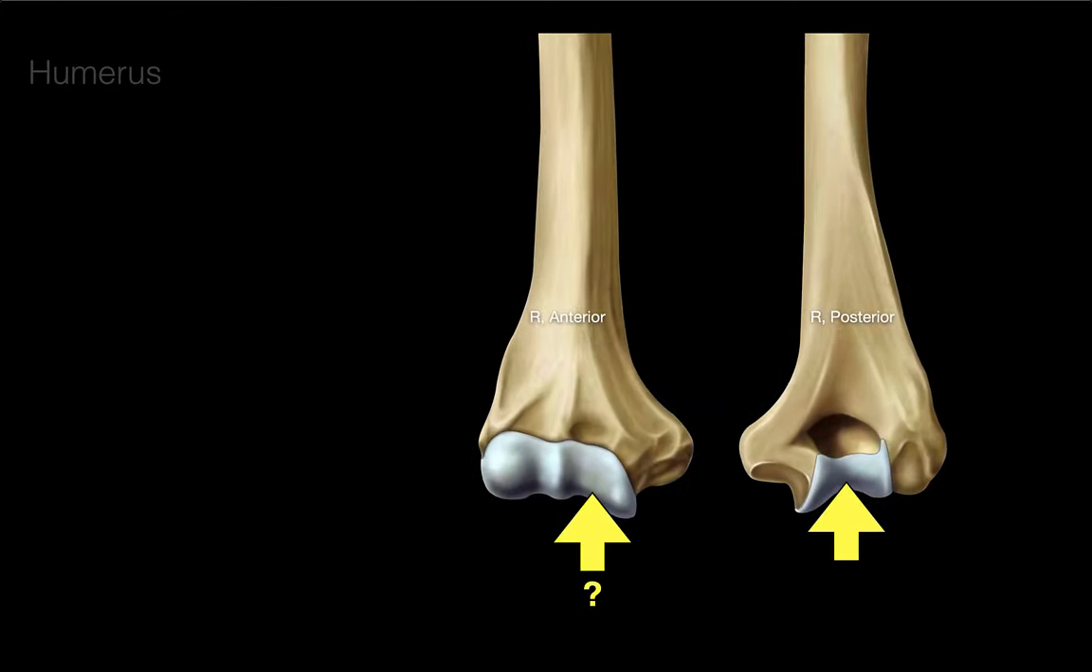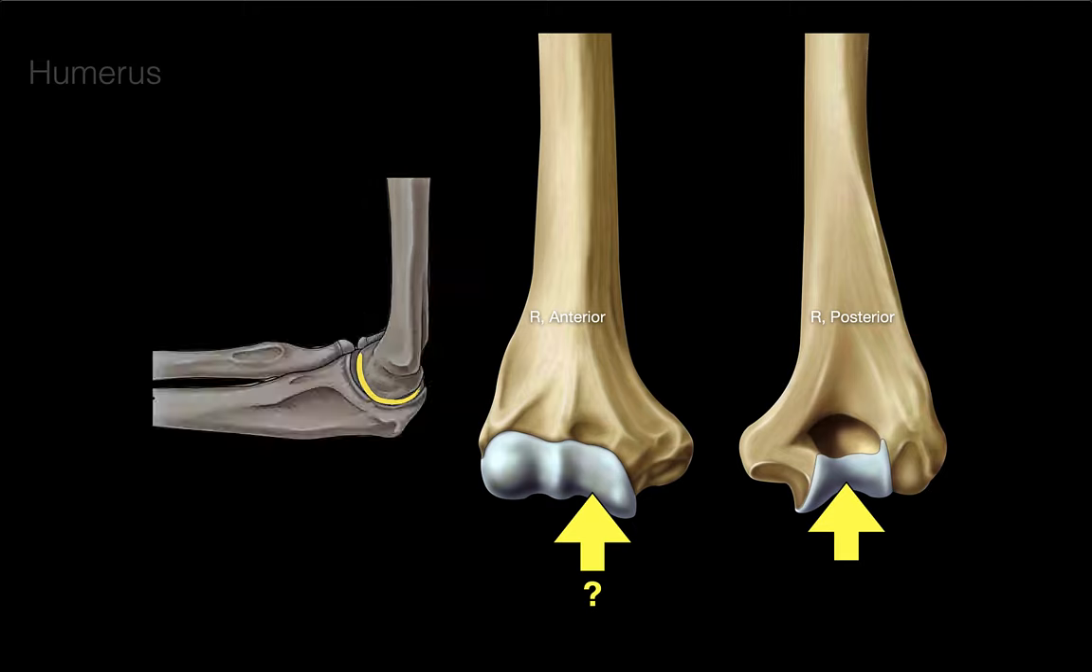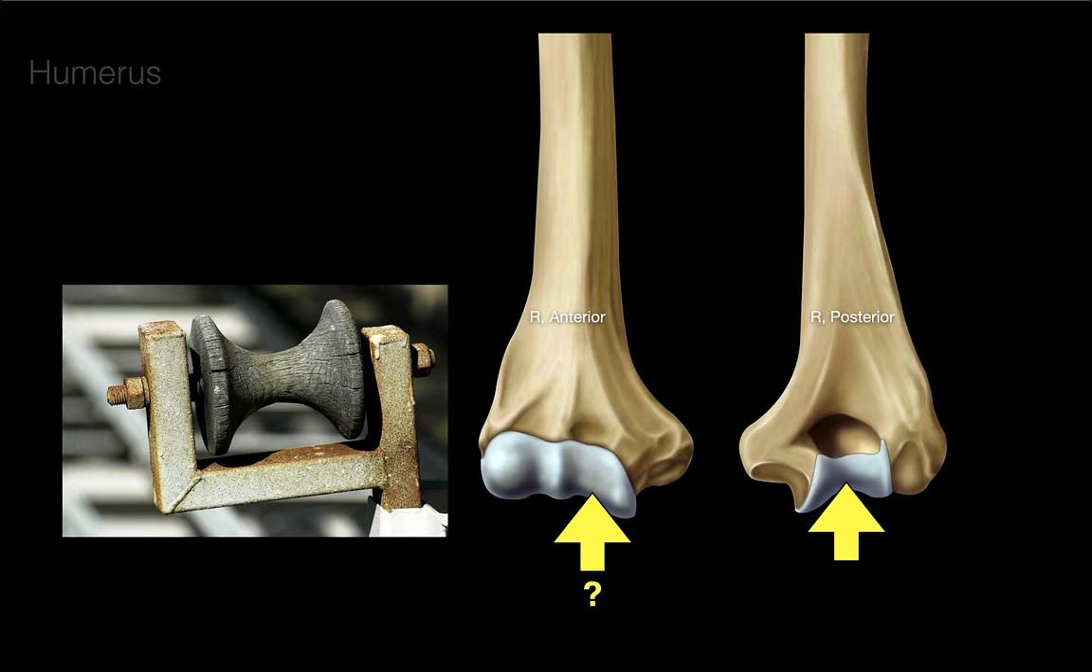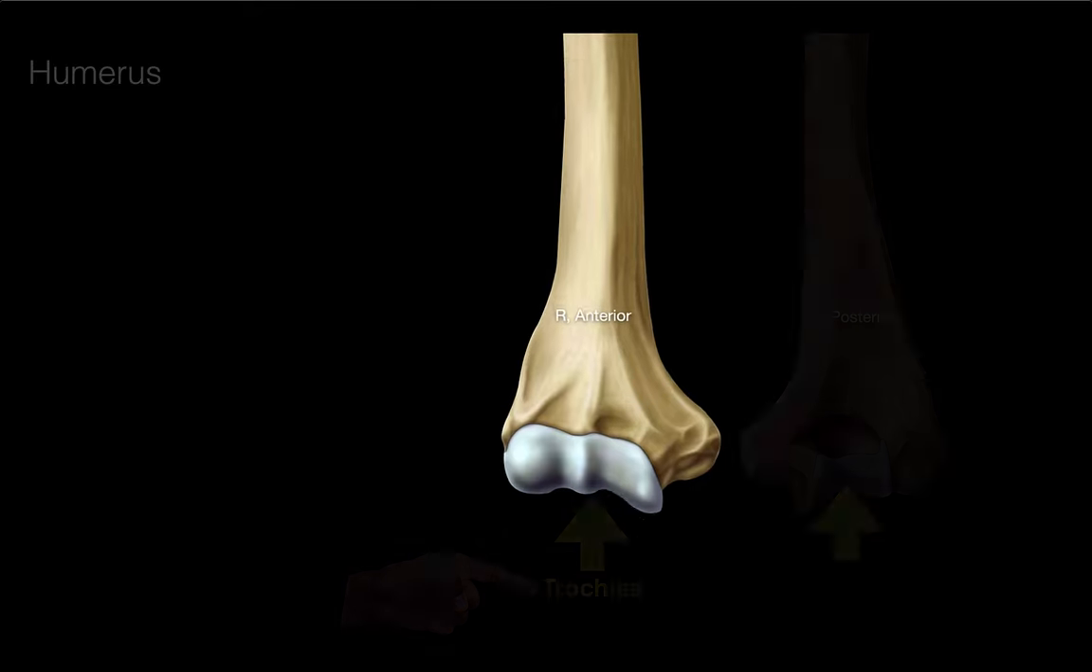Next, we see this structure, and that structure helps to form the hinge joint of the elbow, the synovial hinge joint. And it looks and functions much like a pulley. And so anatomists said, well, why don't we just call it the pulley? Except they weren't speaking in English. It was Latin, so they called it the trochlea. And that's what trochlea means.